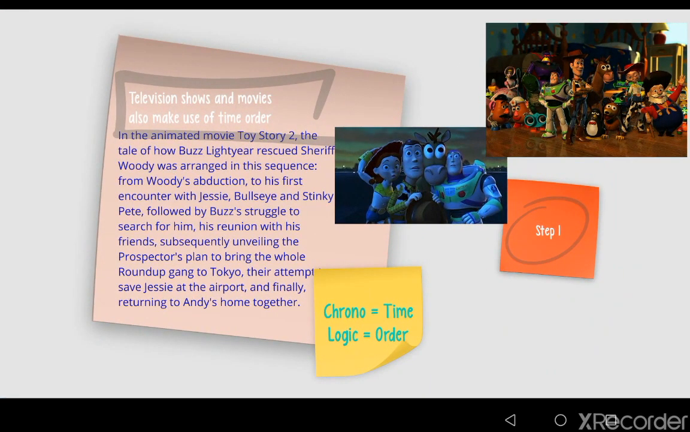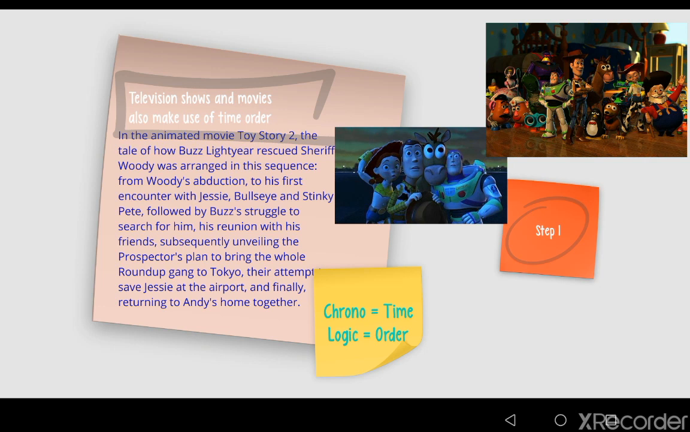Now, also in television or in movies, it's very important to make use of the time order. The one example that is very obvious would be the animated movie Toy Story 2. The tale of how Buzz Lightyear rescued Sheriff Woody was arranged in this sequence.